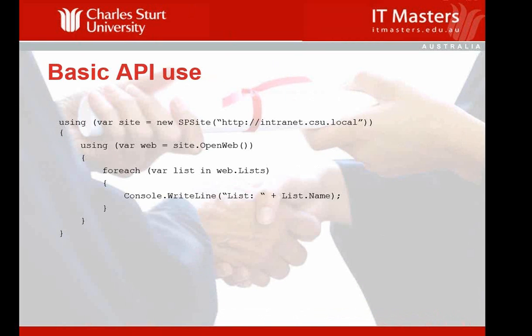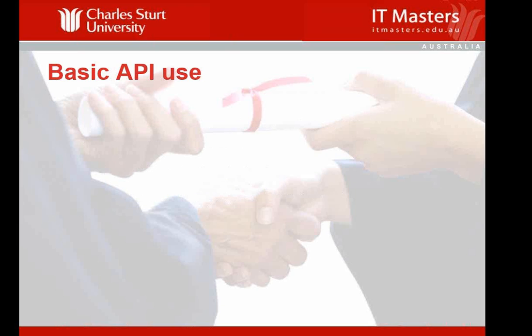Another example here would be iterating through all of the lists. In this case, I'm going through the Lists property of the SPWeb object, with a basic foreach loop, and pumping out the names of the lists. We can have as many lists in a site as we feel like putting in, and we can iterate back through them all like that.